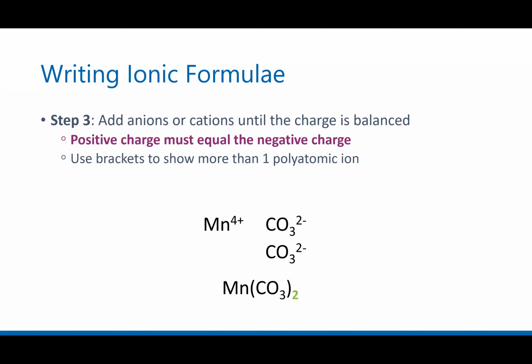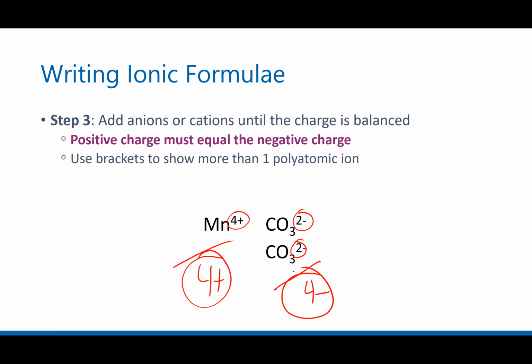They must cancel. So if I had to write the chemical formula for Mn4+, manganese 4+, and carbonate, well, I know I have 2 minus, and I know I have 4+. So if I add another carbonate, now I have 4 minus and I have 4+. So they're equal. The formula for this compound is Mn(CO3)2, with the CO3 in brackets and a 2.